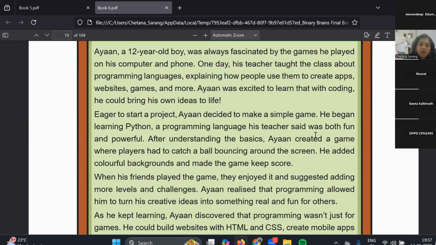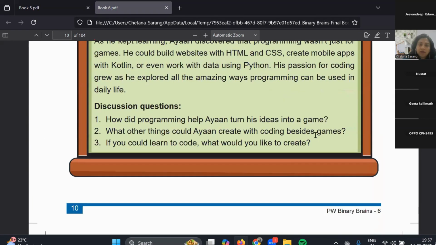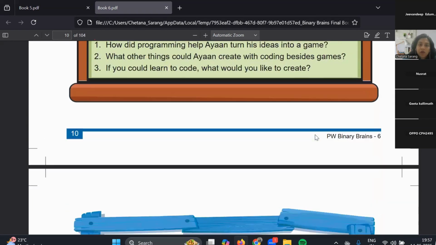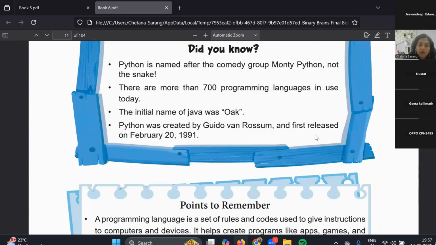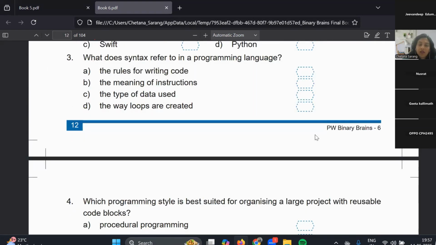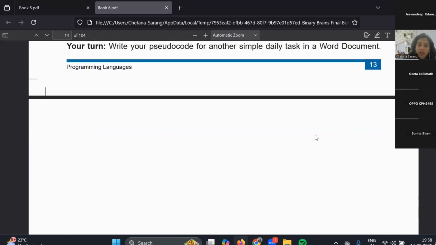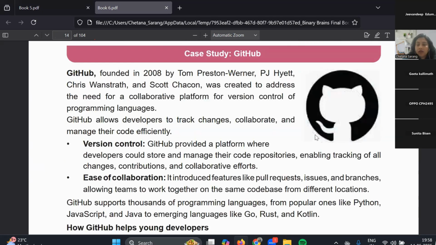So it's a short caselet here, a story about using different programming languages. And in the end, we have a case study of GitHub. It needs some time. I cannot finish it in 2 minutes. We will understand this GitHub tomorrow and go to the further topics tomorrow.